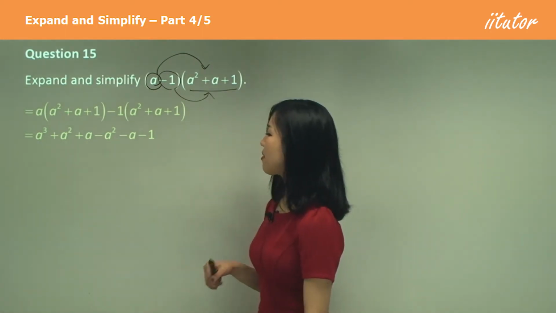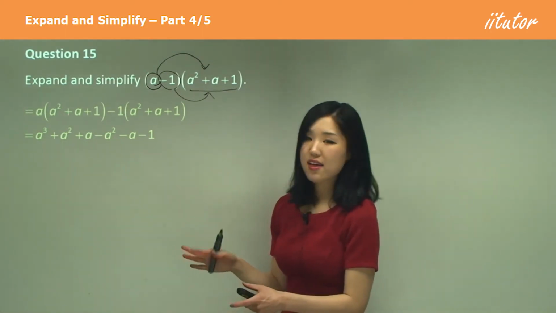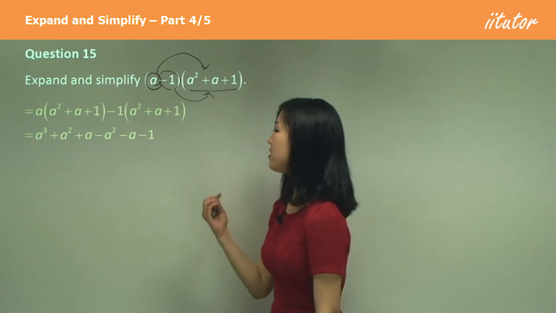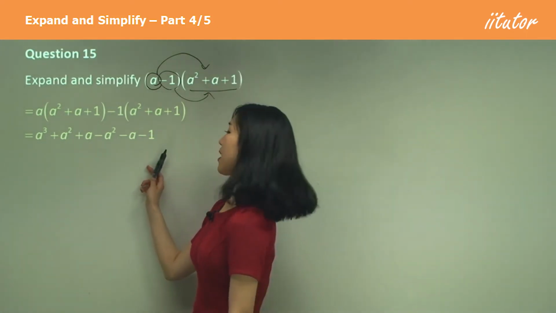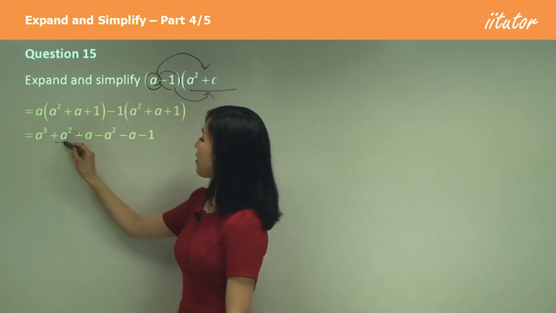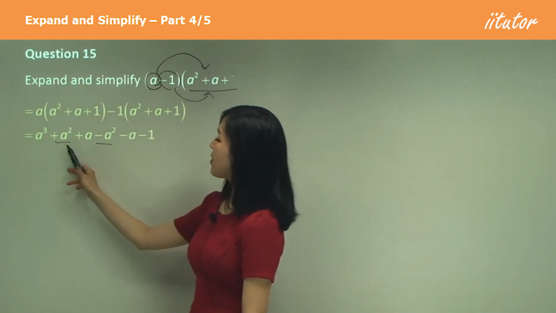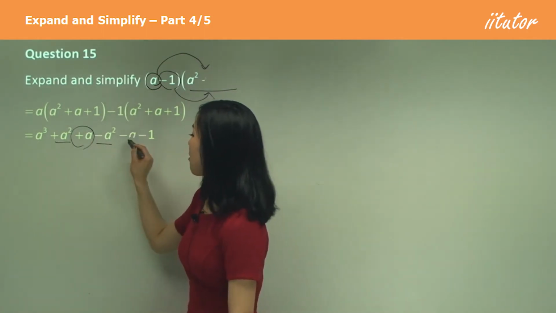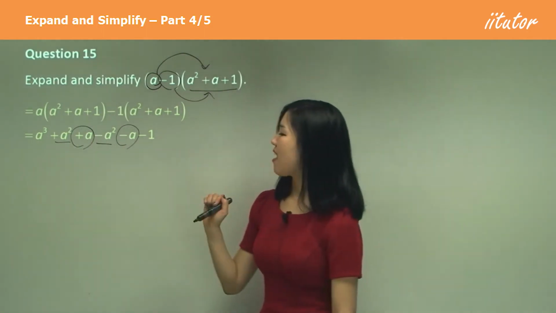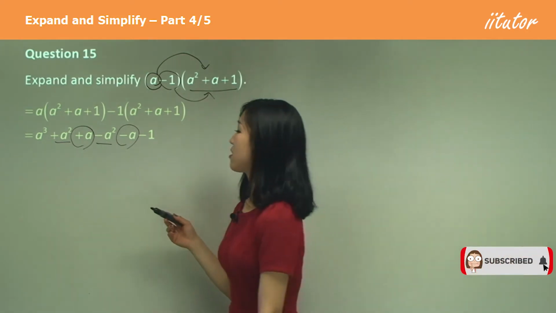Now let's gather the like terms. There's a lot of a's, but we can't gather them all together, right? We only need to gather the like terms. So a cubed, there's no other a cubed, so we can't gather them together. A squareds we can. Look, we've got a squared there and an a squared there. And then we've got an a, and we've also got an a here. And that's all the like terms, isn't it? So let's do the gathering.